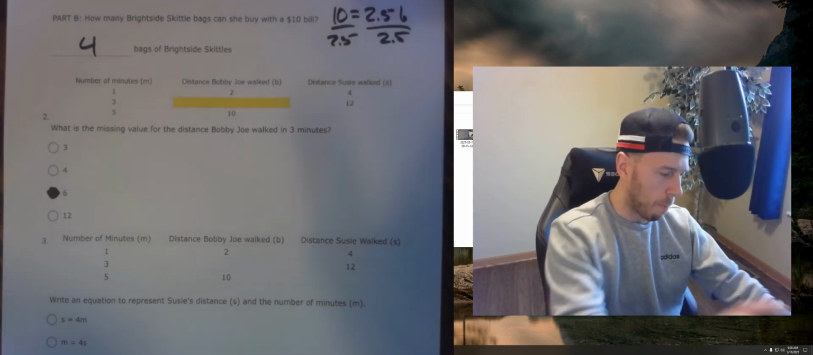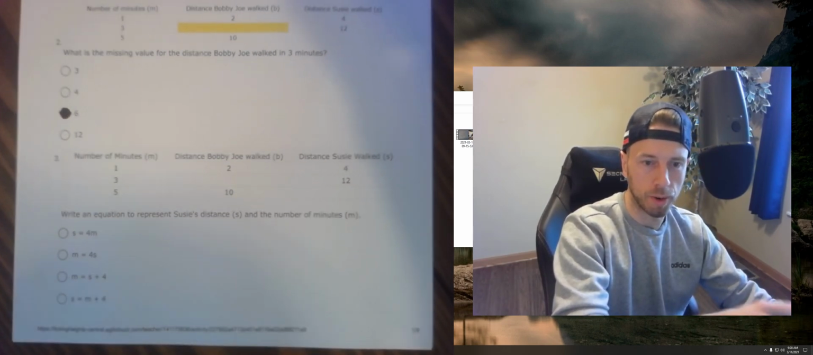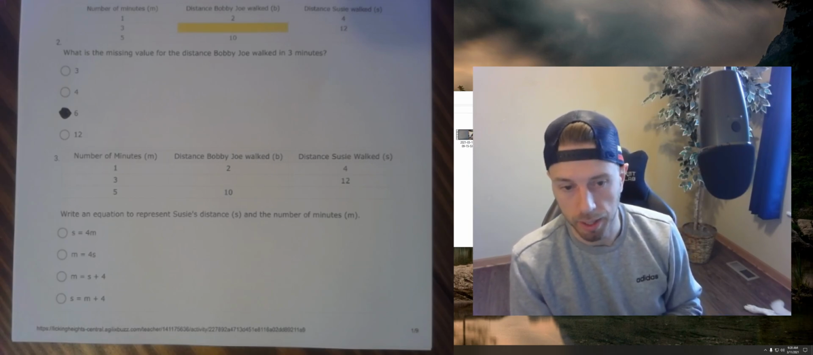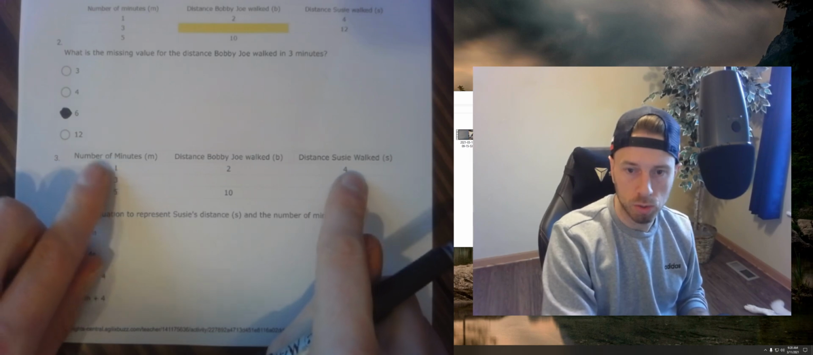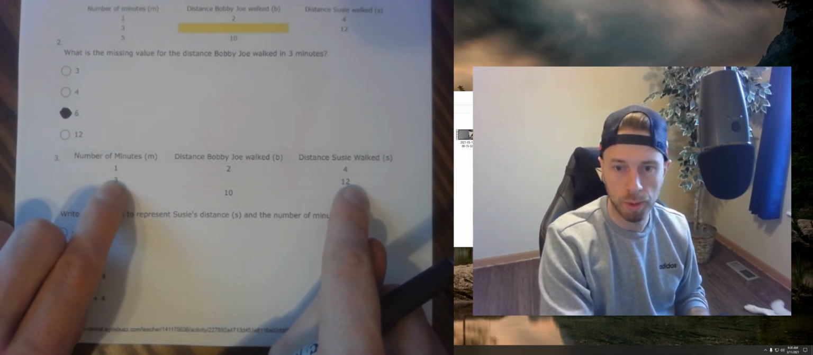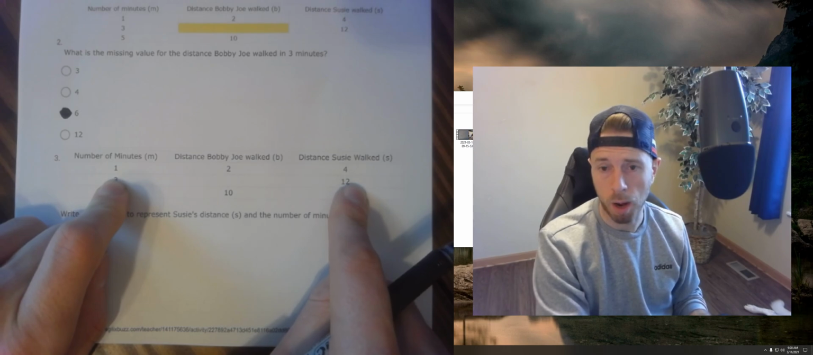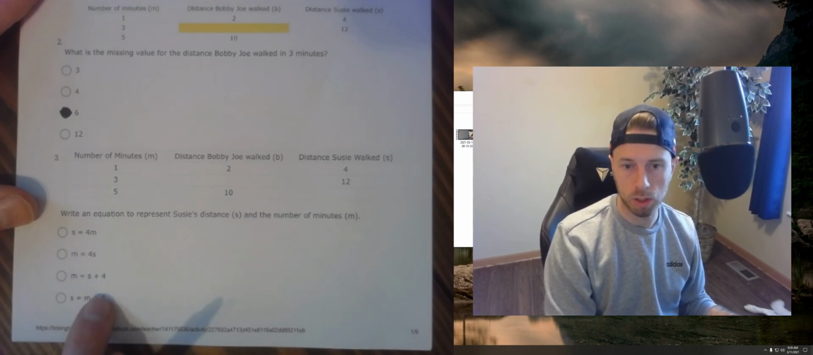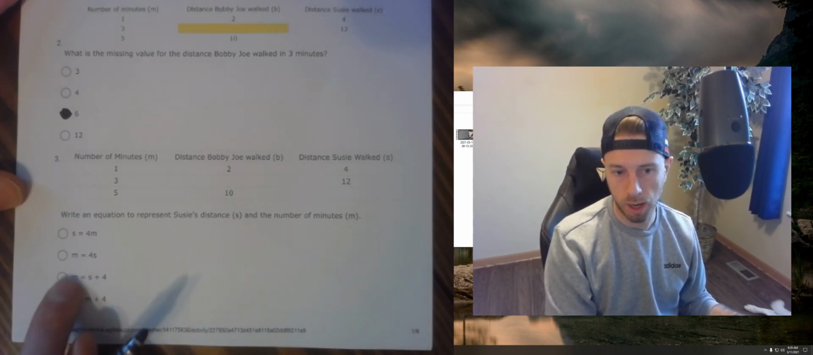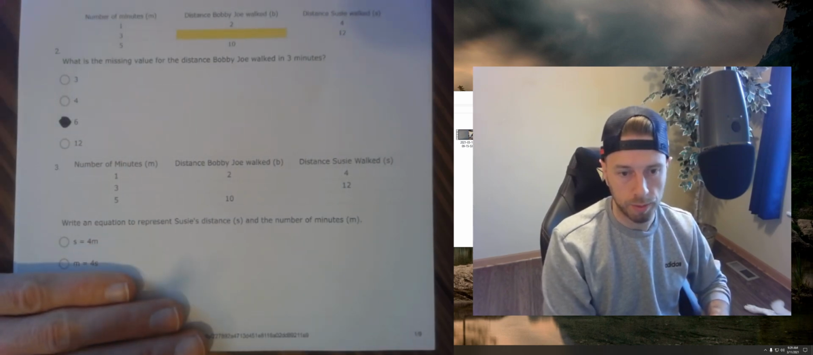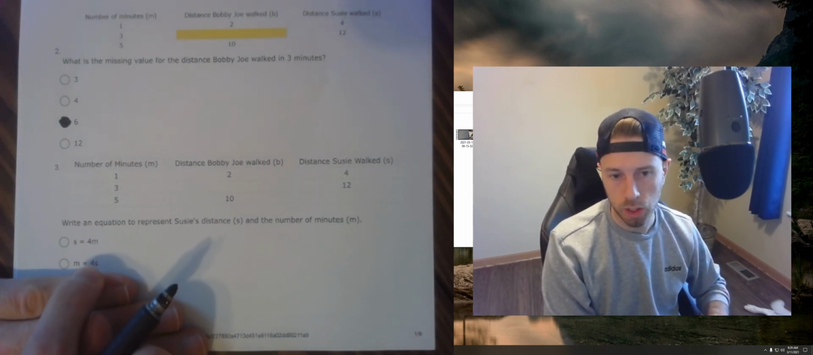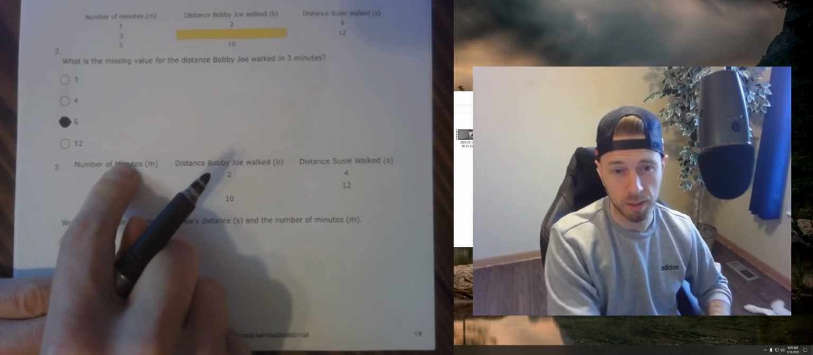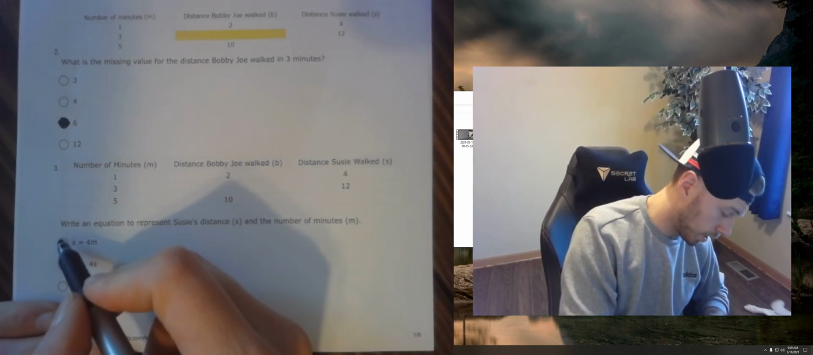Number 3. Write an equation to represent Susie's distance and the number of minutes. So we need to find out Susie's information here. So in 1 minute she goes 4, in 3 minutes she goes 12. Very similar to Bobby in the last problem. It's multiplying, but in this case it's multiplying by 4. So which of these shows the number of minutes being multiplied by 4? Obviously neither of these additional ones, but we have these two choices here. And this one is actually showing her distance being multiplied by 4, but that's not what's happening. It's the minutes that's being multiplied by 4. So this is the answer we're looking for on this one.